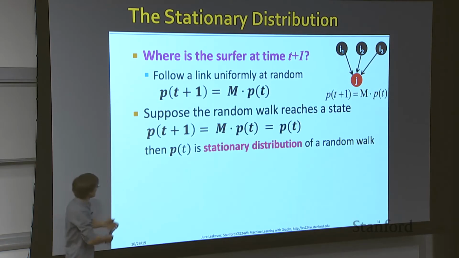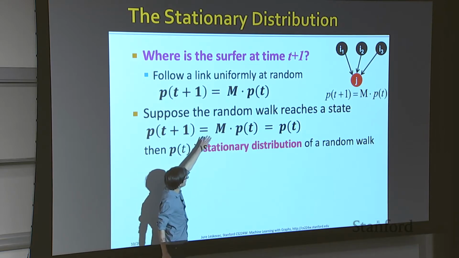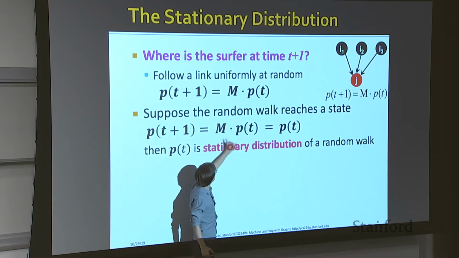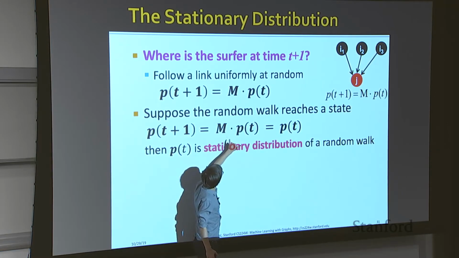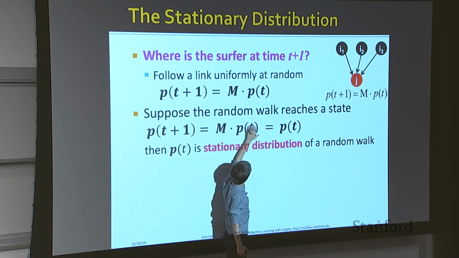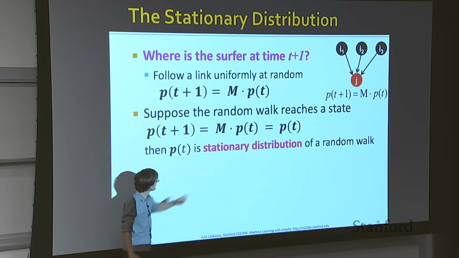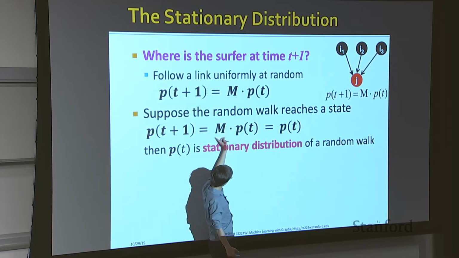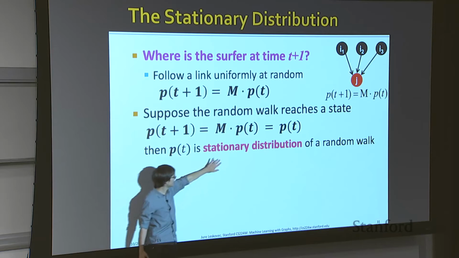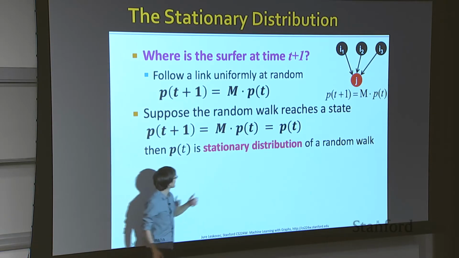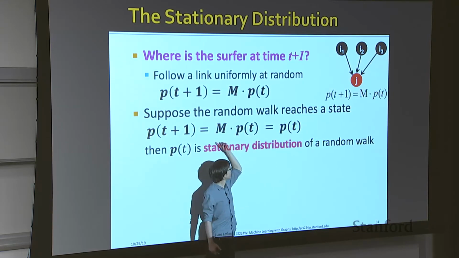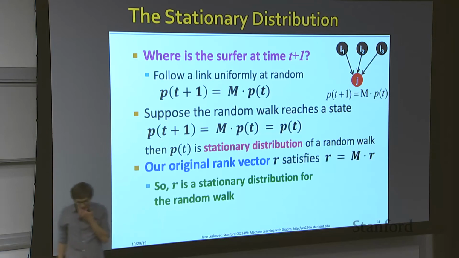So now let's suppose that after some time, this random walk reaches some steady state, which means that the probability distribution at time t plus 1 equals the probability distribution at time t, right? So this is my equation. I'm saying my probability distribution converged. And this would mean that P of t is what is called the stationary distribution of a random walk, right? I converged to some distribution that kind of gets preserved as the random walker makes more steps. Okay? But what's the point?